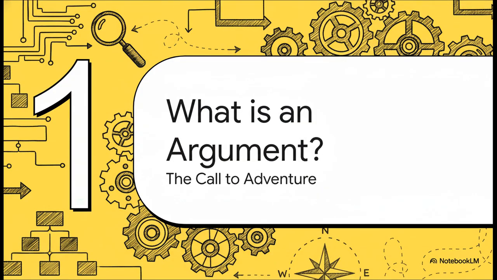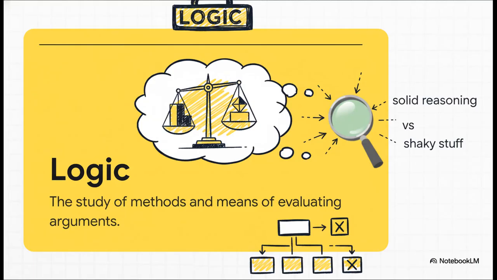See, before you can build a totally airtight case or completely dismantle a weak one, you first have to know what the basic components even are. So let's start at square one and break down what an argument actually is. And the main tool we're going to be using on this mission is logic. Now, this isn't about being some kind of unfeeling robot, not at all. It's really just about having the right tools to separate solid reasoning from the kind of arguments that, frankly, fall apart the second you look at them a little too closely.